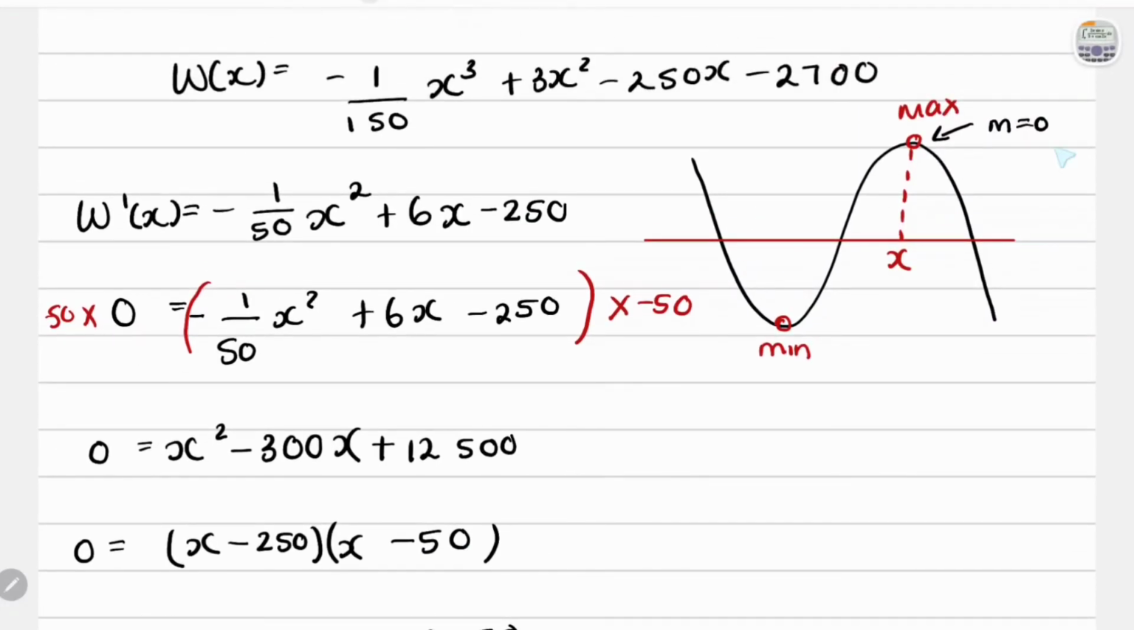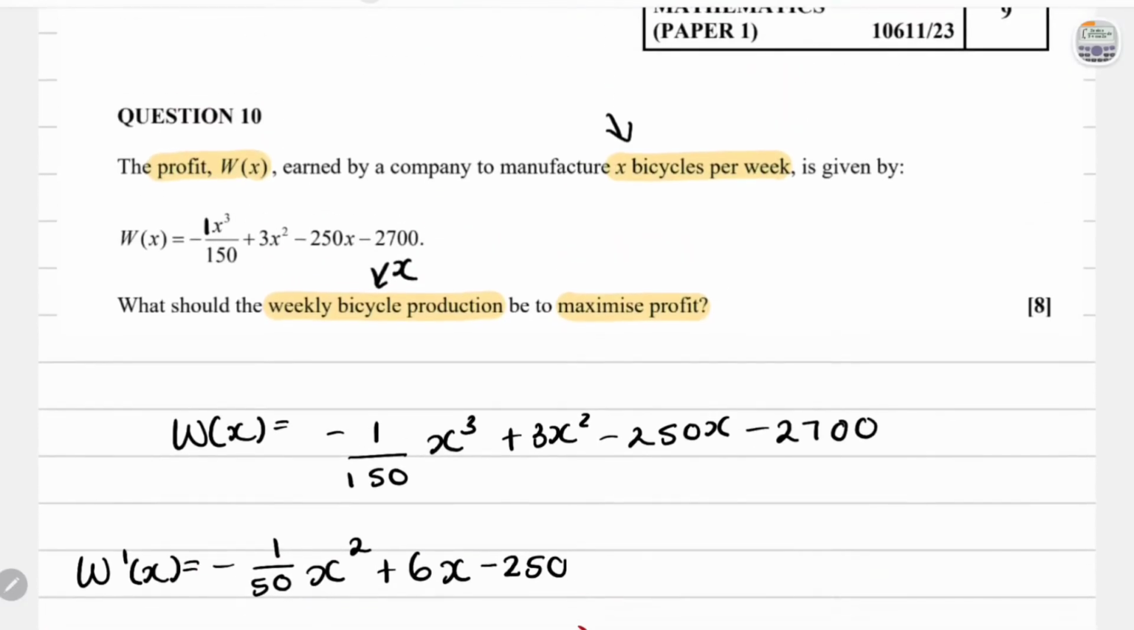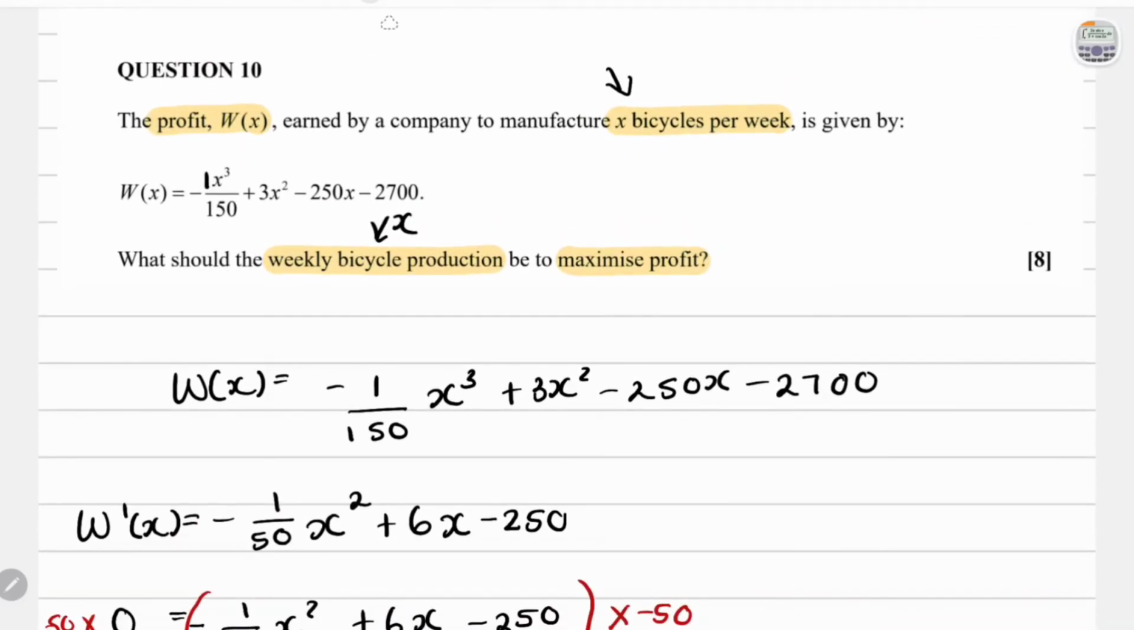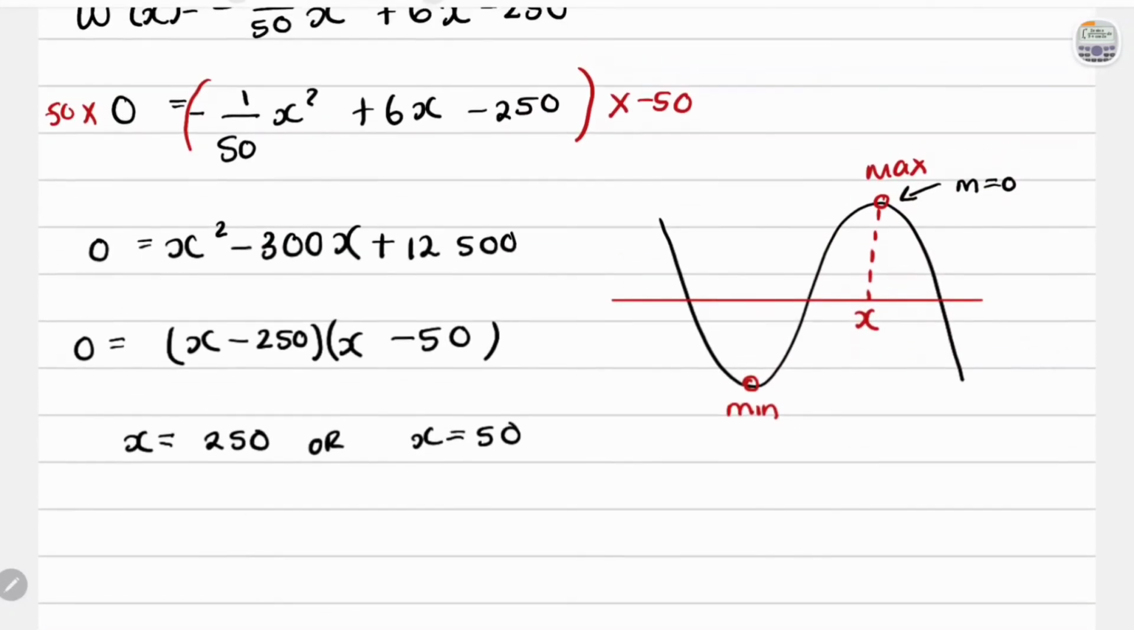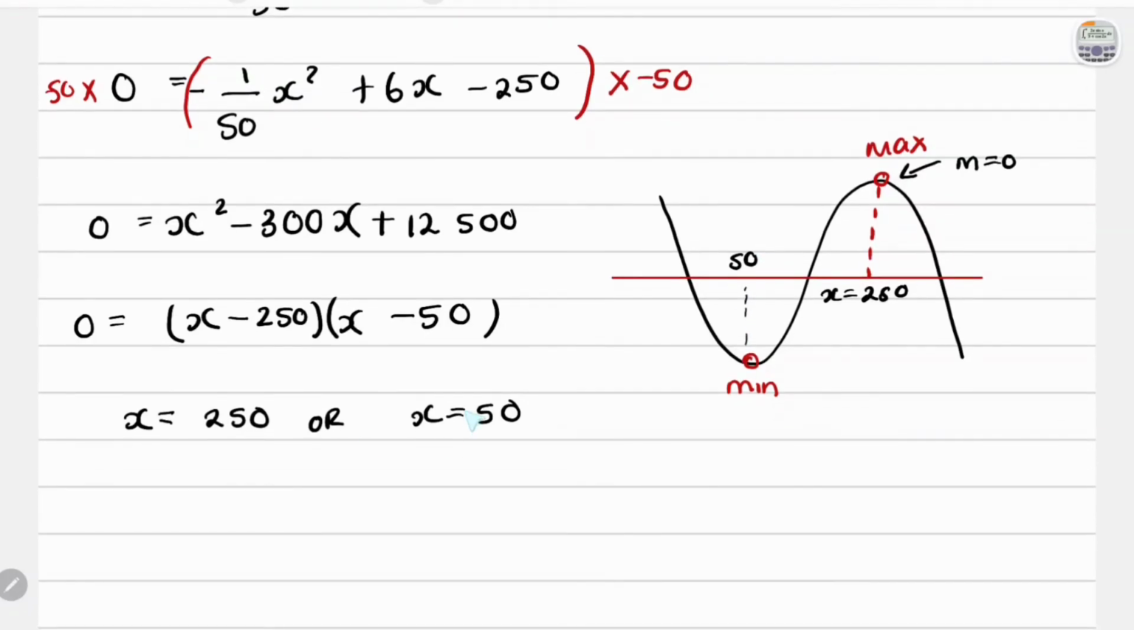And I'm glad I drew this graph. Now we can actually see which one is going to be our maximum, because the question is, we need to find out the number of bicycles they need to produce for the profit to be at a maximum. So which one belongs to the local maximum? Is it the 250 or the 50? It would be the 250. So x is equal to 250, because this one is more on the right. It's bigger than this one. This is the smaller one, that's why that's 50. So we're not taking that.